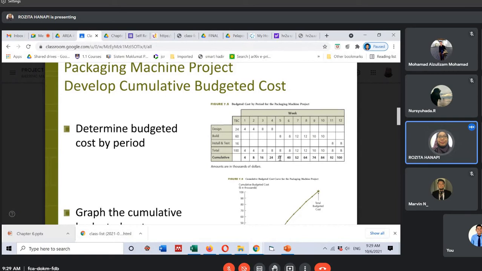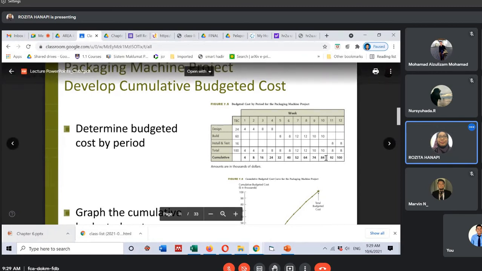24 tambah 8, 32. 32 tambah 8, 40. 40 tambah 12, 52. 52 tambah 12, 64. 64 tambah 10, 74. 74 tambah 10, 84. 84 tambah 8, 92. 92 tambah 8 is 100. Okay. Ini untuk setiap minggu.